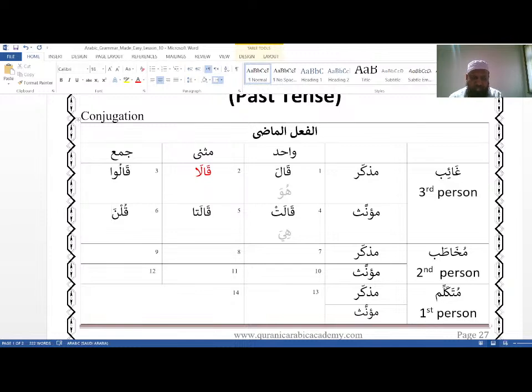If the middle letter original was waw, yes. So how would we know the original letter was waw or ya? Maybe later on we learn the rules, but now we remember this chart of fail al-madi. Qulna. They all, women said. Qulna.